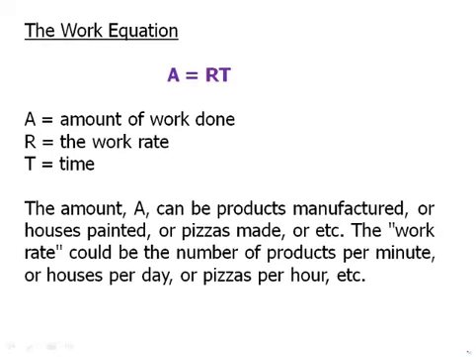The amount A can be products manufactured, or houses painted, or pizzas made, etc. The work rate could be the number of products per minute, or houses per day, or pizzas per hour, etc. So different work rates would be expressed, obviously, in different amounts and in different amounts of time.